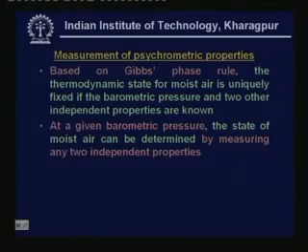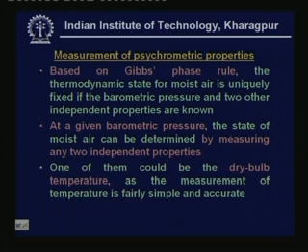Normally a barometric pressure is specified because we know the barometric pressure. So, at a given barometric pressure, the state of moist air can be determined by measuring any 2 independent properties. Given the barometric pressure, we still need 2 more properties. One of them could be the dry bulb temperature, as the measurement of temperature is fairly simple and accurate. So, if you need 3 independent properties, one of them is barometric pressure because it is known to us. The other one could be dry bulb temperature. What is the third property?